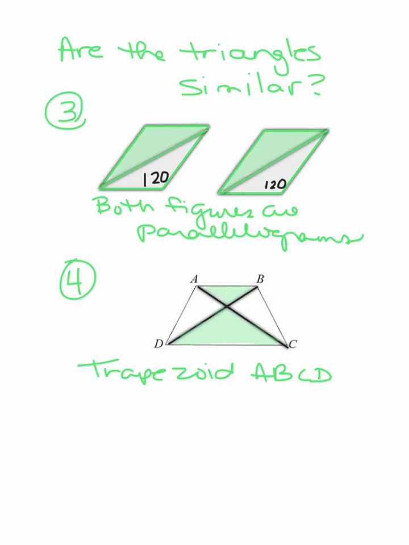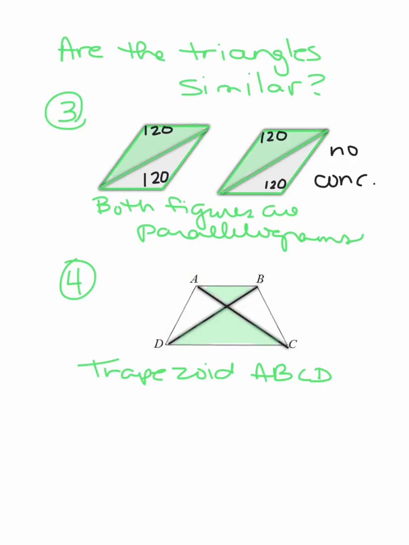In looking at number 3, I have that both figures are parallelograms. So I know that opposite angles of a parallelogram are congruent. So that makes this 120 and this makes this 120. But in order to say that the shaded triangles are similar, I need two angles that are congruent, two pairs. I only have one pair right now, the 120. So I really can't make a conclusion that the triangles are similar, so no conclusion.